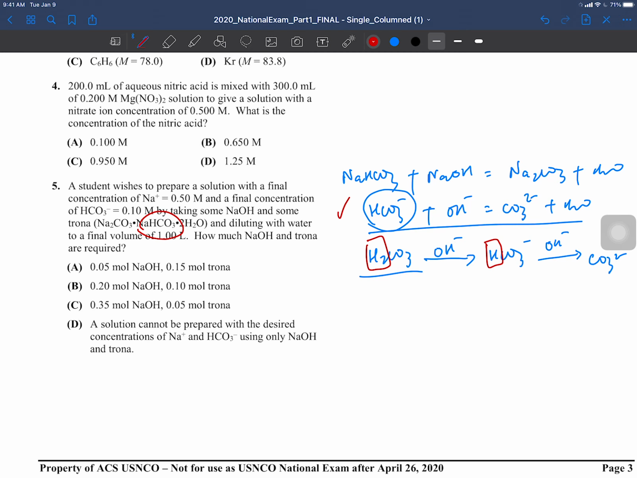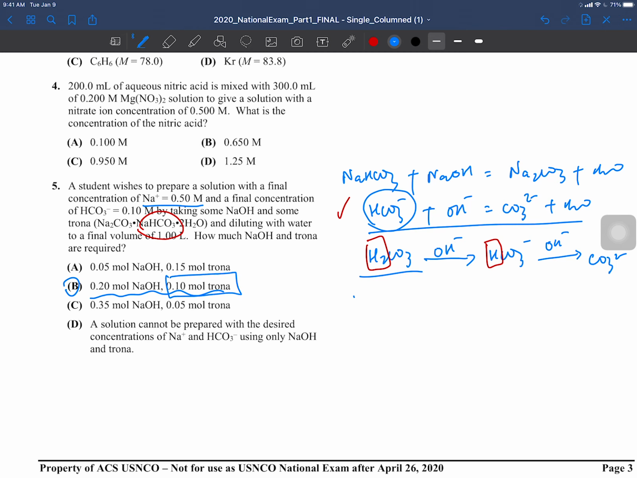So with this in mind, I think B should make sense. Is B the correct answer? I remember, because I just had a discussion with another teacher this afternoon about this question, B is the correct answer. But let's still have a look. First, we need to make the sodium 0.5 mole. So let's have a look.